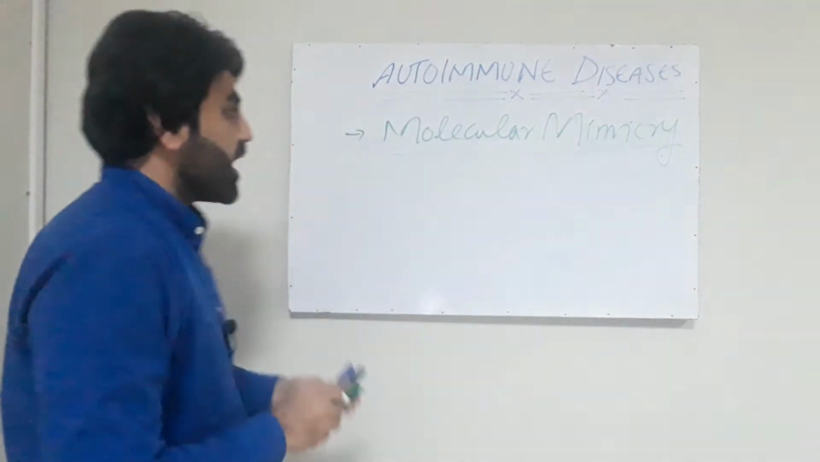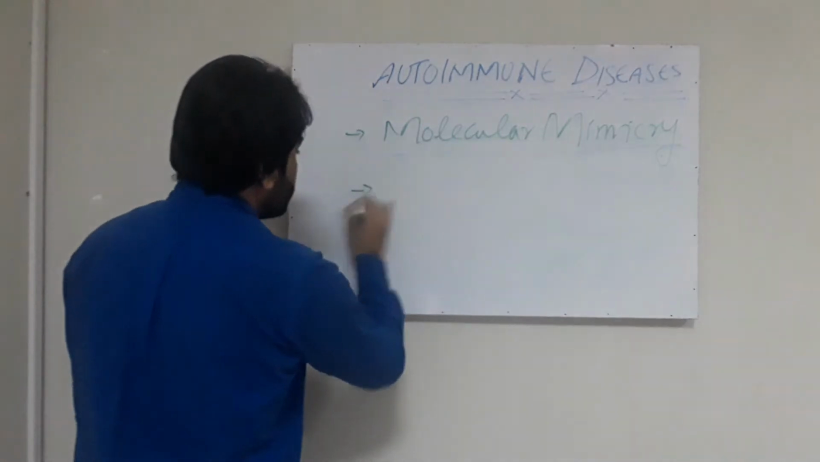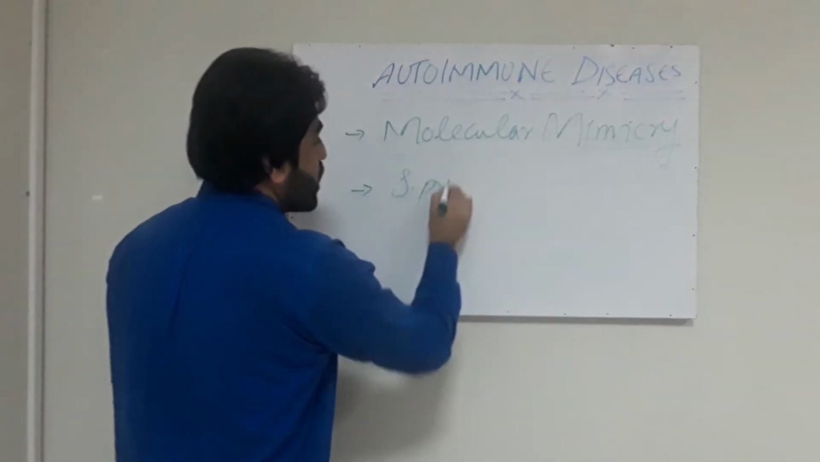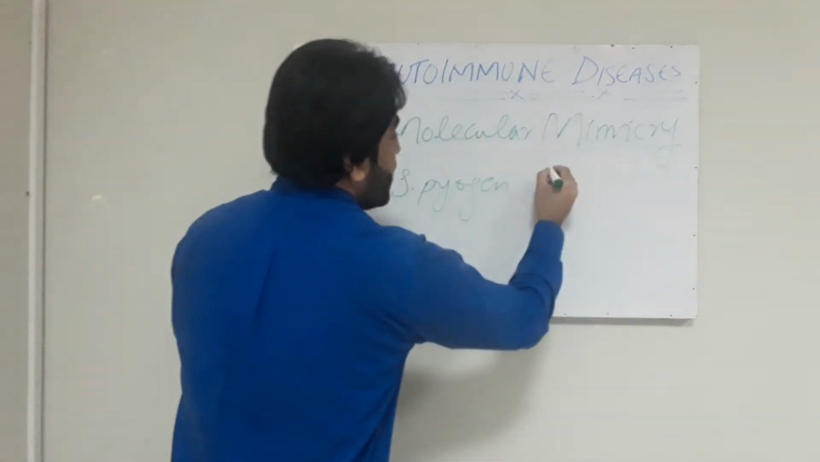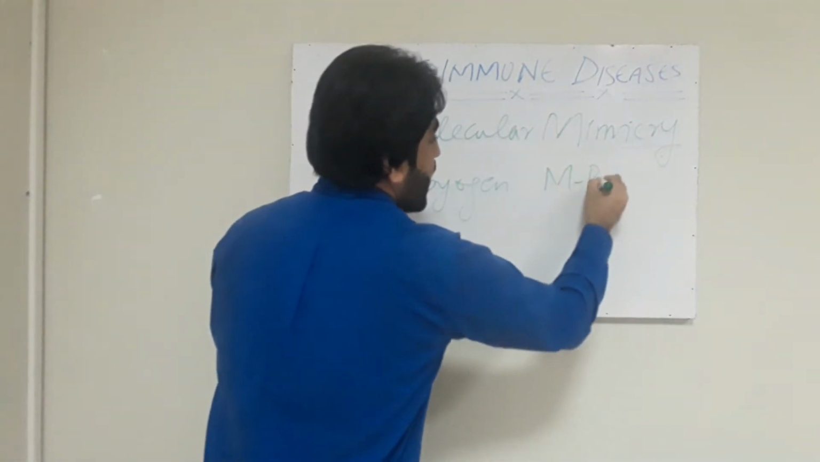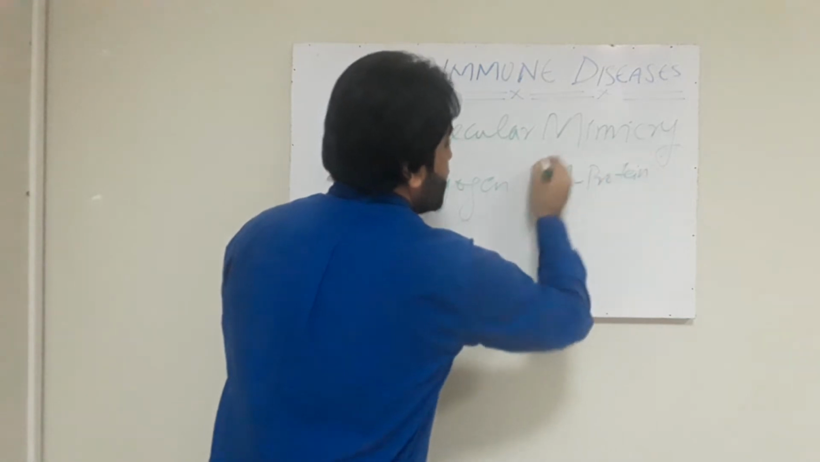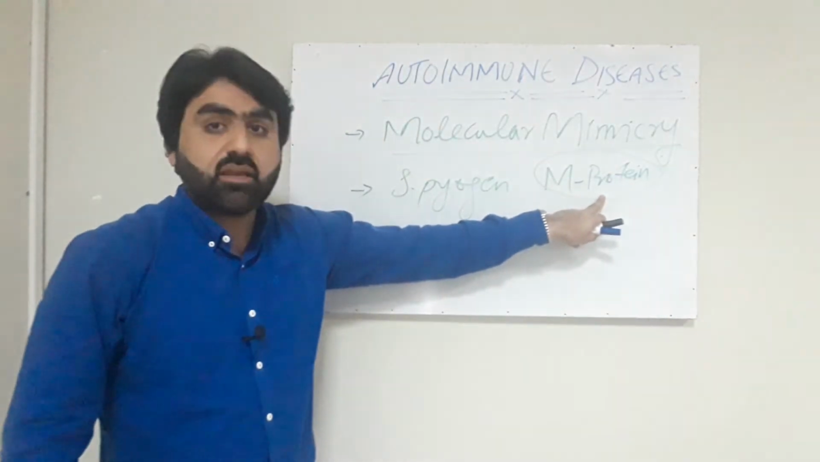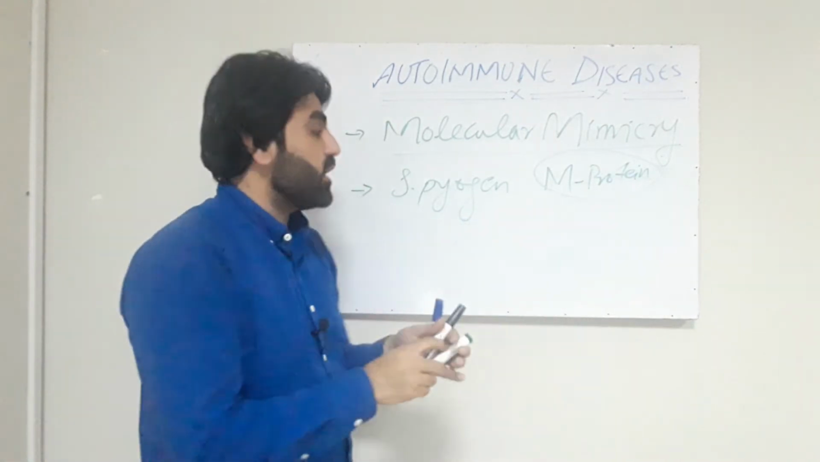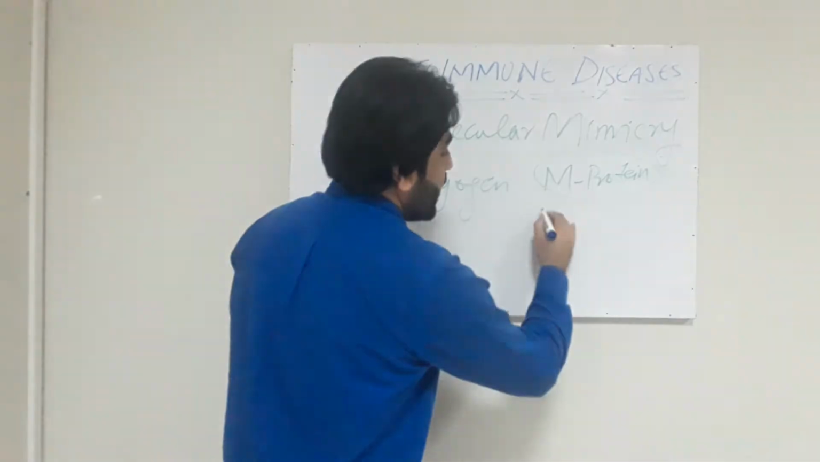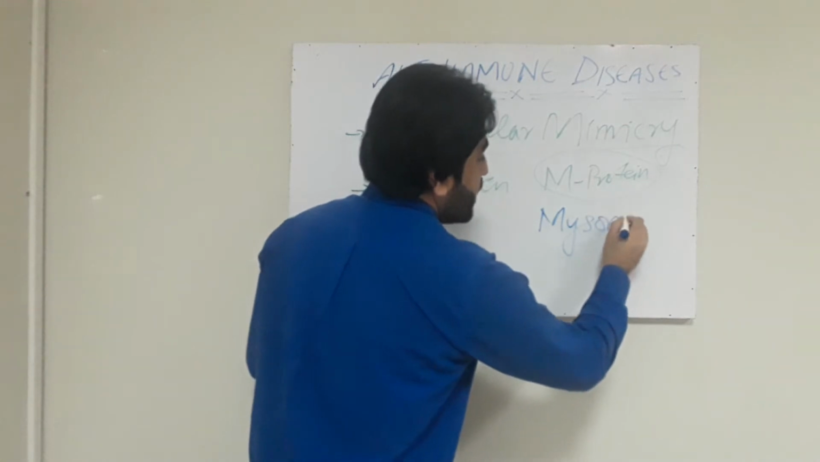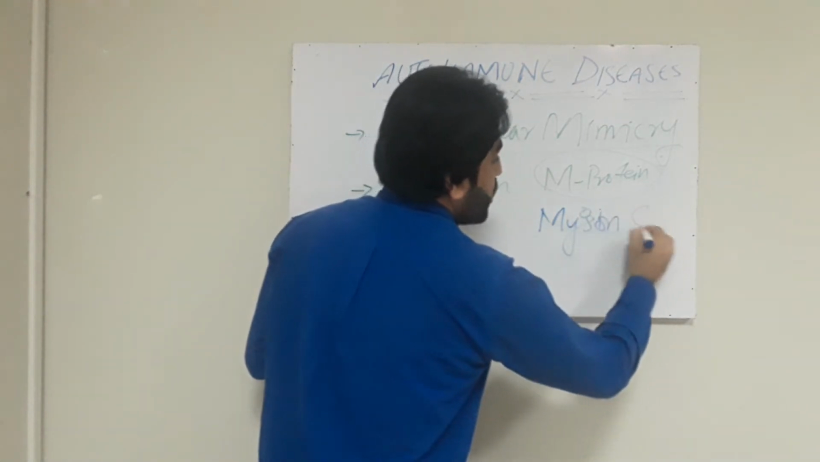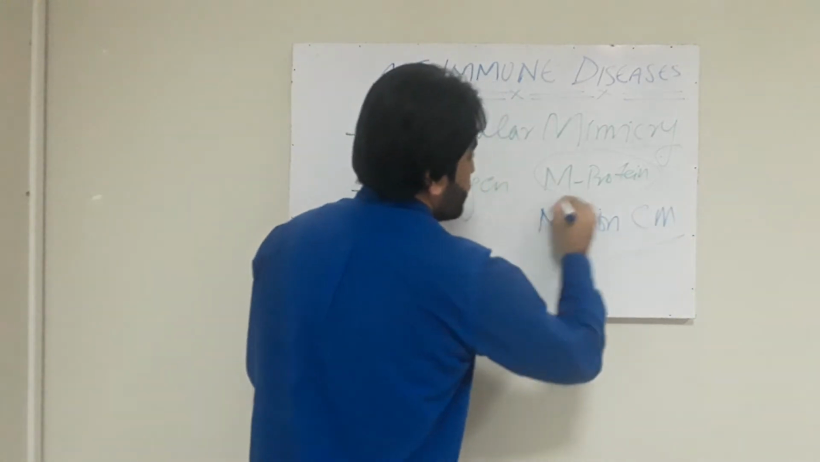For instance, I would like to explain with one example. Some Streptococcus pyogenes carry M protein, and some of these carry an M protein which is very similar to the myosin antigen present in the cardiovascular muscles.